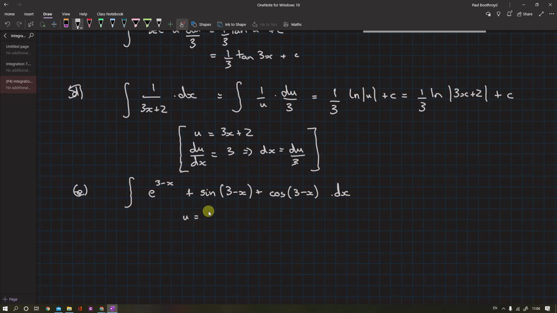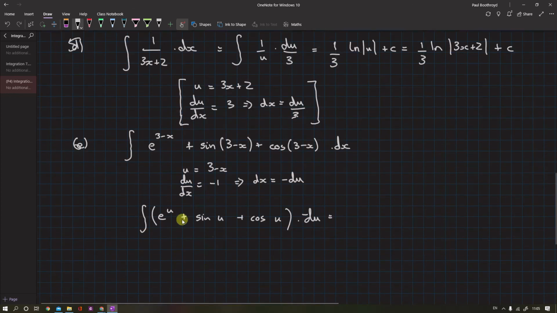So we've got u is 3 minus x, du dx is -1, which means that dx is equal to minus du. It's going to do a lot of sign changes for us. So we now get into our integral where we've got e to the u plus sine of u plus cos of u, all with respect to minus du. So we get a change of sign happen.